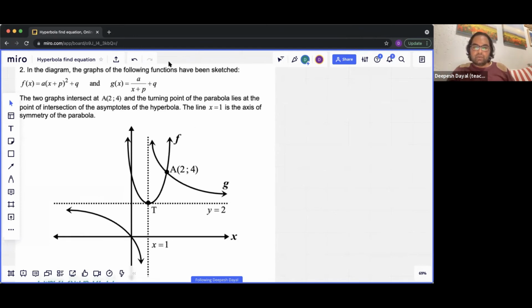Great. Thank you all. So we've got the equation g(x) is a over x plus p, plus q. What is the value of p and what is q? You can just type p equals, q equals. What is the value of p? What is the value of q?